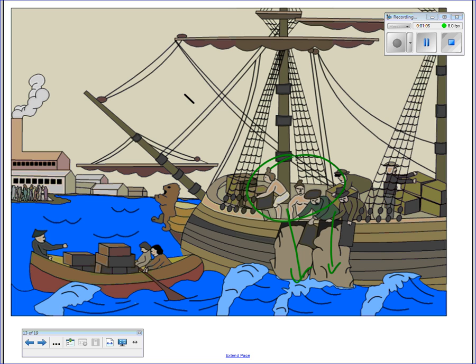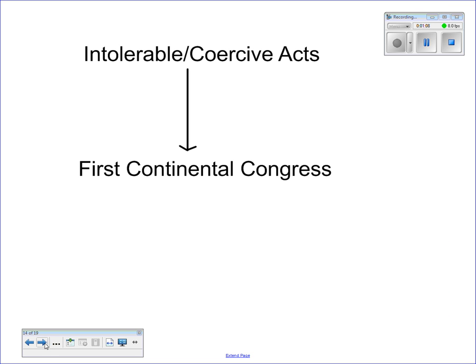So because of the Tea Party, Parliament passes the Intolerable or the Coercive Acts. The British call them the Coercive Acts, because when we coerce someone, we are forcing them to obey or forcing them to support something. Coercive would be a great word for the word wall. So, 5 extra points for the first person to put that word on the wall on Tuesday morning. The colonists called them the Intolerable Acts because they could not tolerate them.